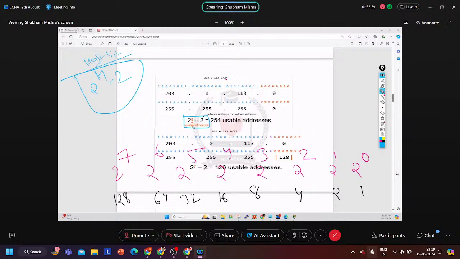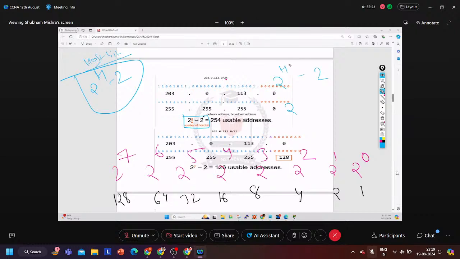Now see here how we calculate. 2 to the power h minus 2. Here I have to write the number of host bits. Everyone tell me, yes or no? Here we need to write the number of what? Host bits.